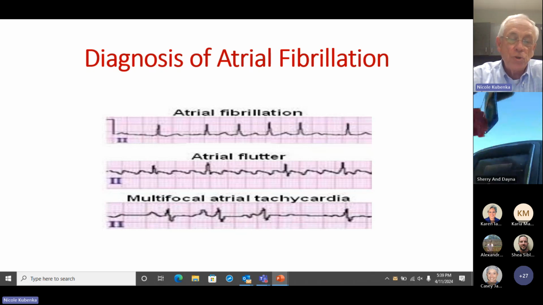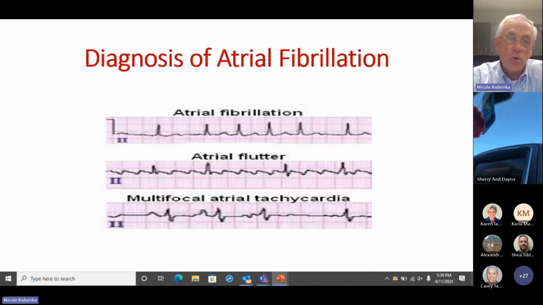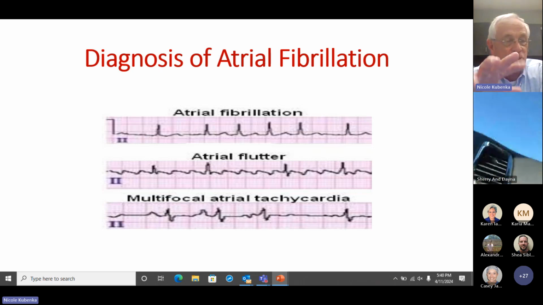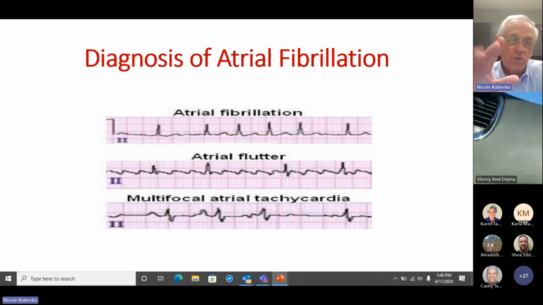So when you have atrial fibrillation, there is no actual contraction of the atrium. It just shimmies. It doesn't do anything. It just sits there and kind of quivers. Quivers is a good word. So it's not the same.